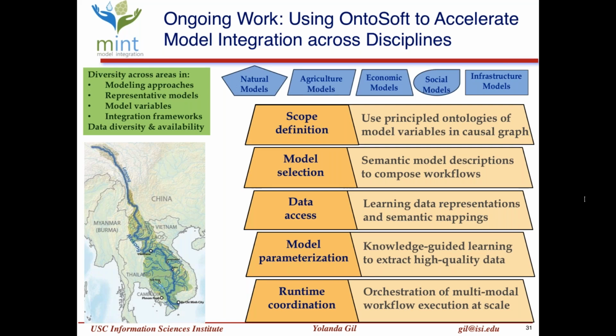So in our work, we're looking at linking climate with hydrology, with agriculture, with economic, with social models. And we want to study the impact of climate in certain regions. So here's a picture of the Mekong River. It cuts across 9 different countries. There's a lot of dams being built.